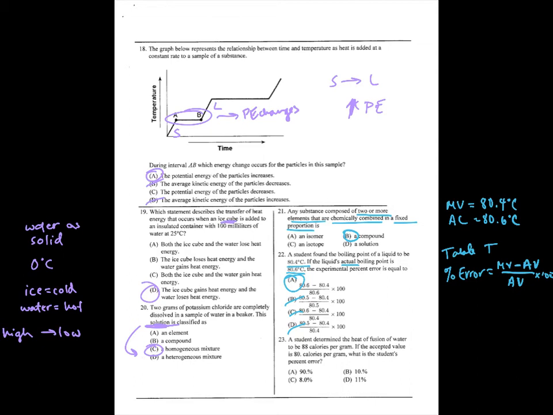Now number 23 is asking you to actually calculate it. So following this equation, just plug the numbers in. Let's use a different color, green. So here, for number 23, the accepted value is the actual, is 80, and then our measured is what the student found, which is 88. So that means percent error is going to equal 88 minus 80 over 80 times 100. So it's going to equal 8 over 80 times 100. That's 1 over 10 times 100. That's 10%. Okay.